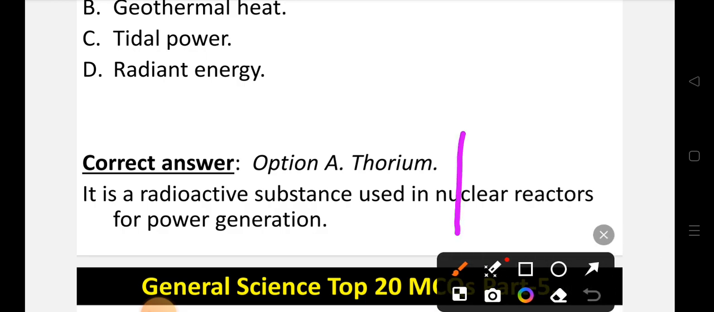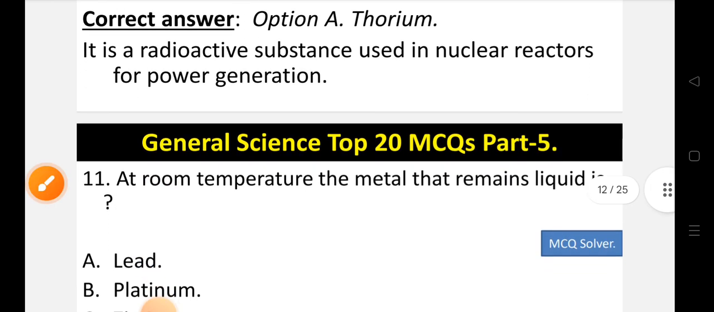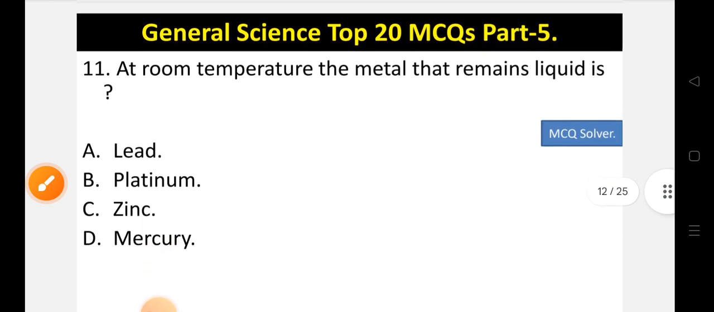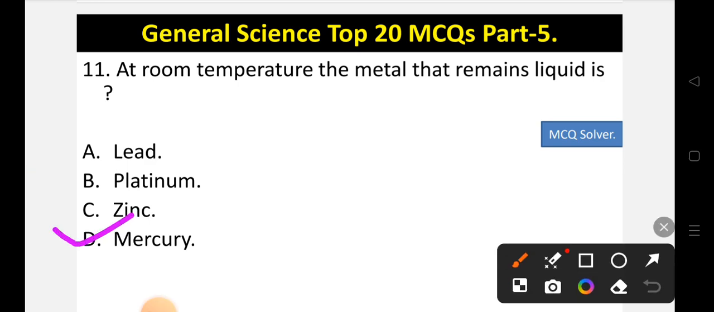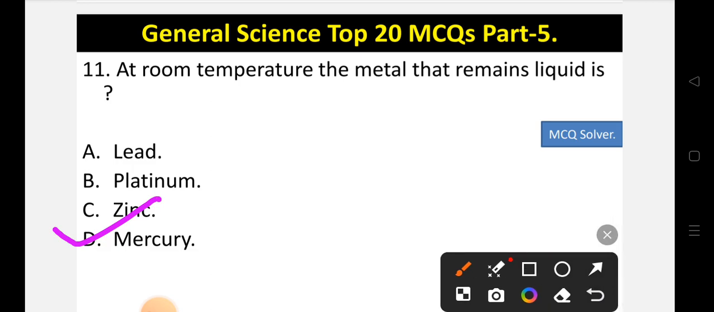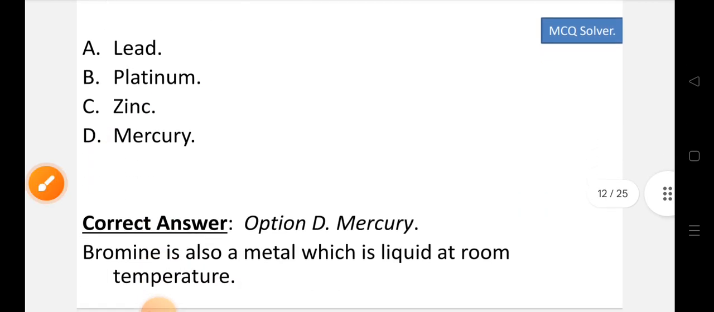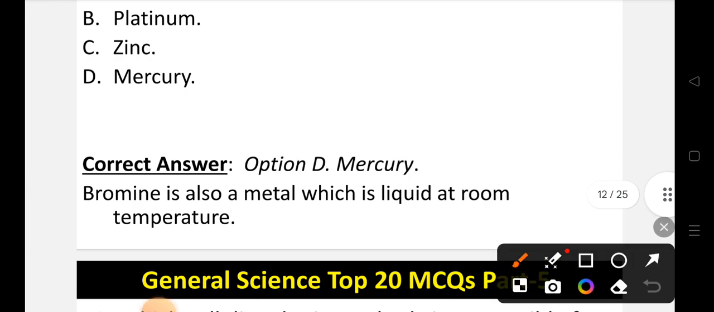Now let's move to the next question. Question number 11. At room temperature, the metal that remains liquid is. The correct option will be option D, that is mercury. Mercury is the metal which is liquid at room temperature, and along with mercury, one more element is there, which is bromine. Bromine is also liquid at room temperature.